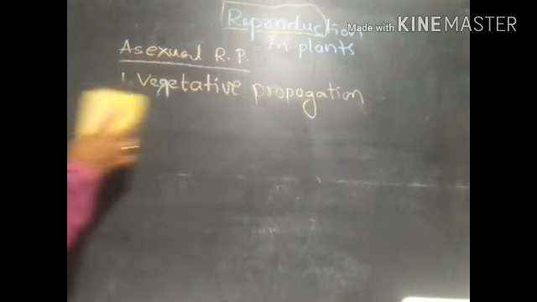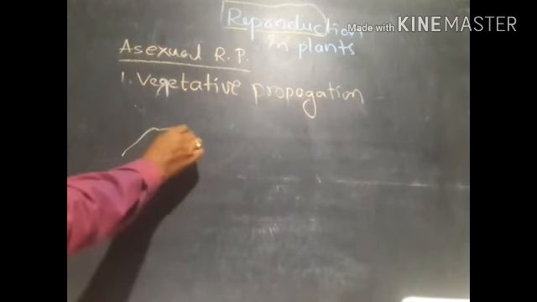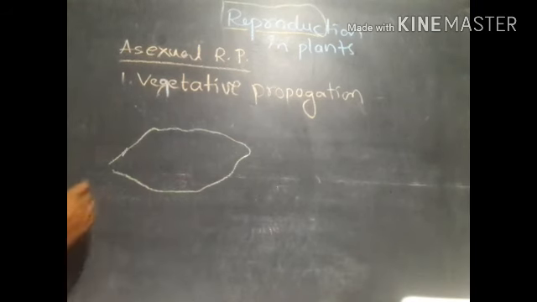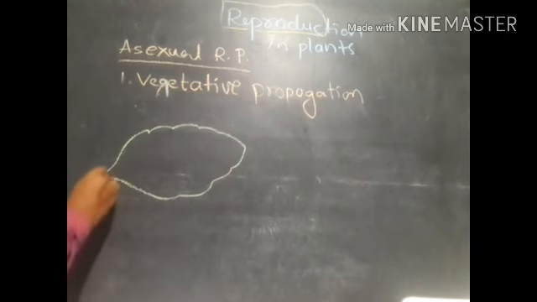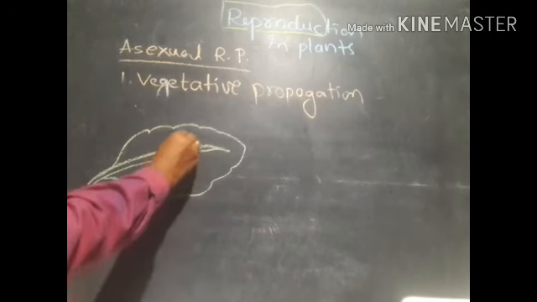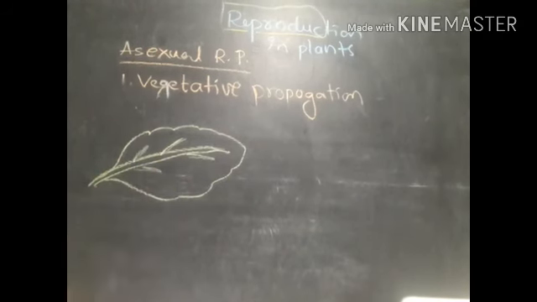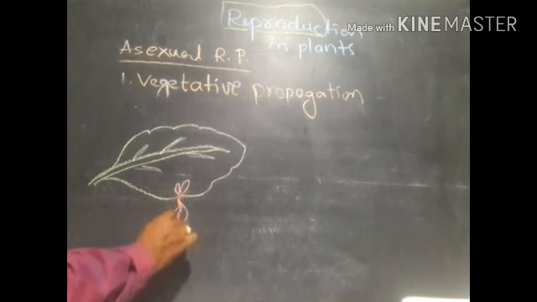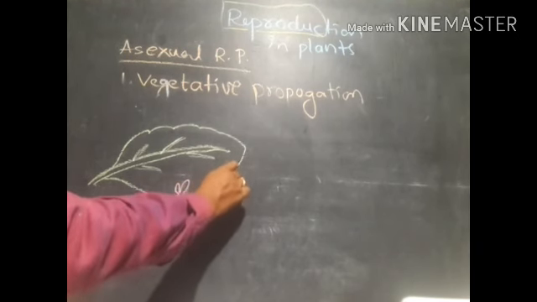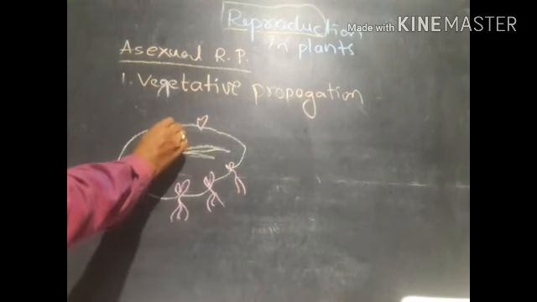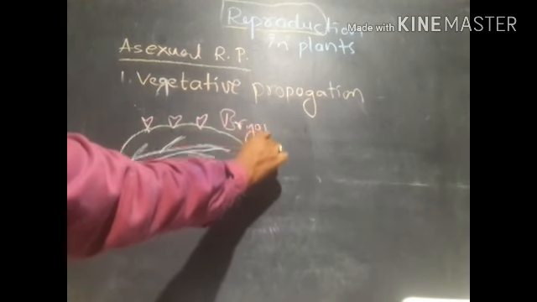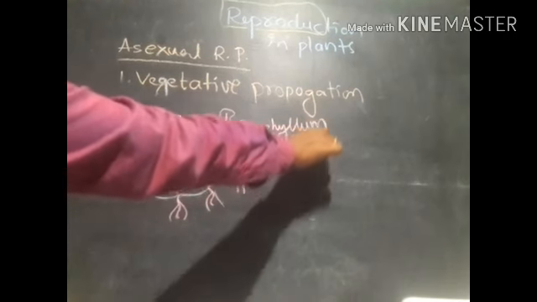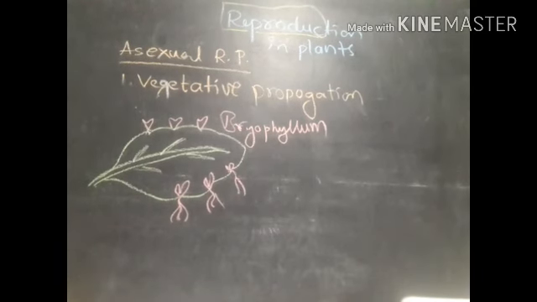Reproduction by leaves. Let us see how leaf reproduces. Here it is one leaf called bryophyllum. Bryophyllum is the leaf which can reproduce through the leaf. So at the corners, at the edges, at the margins of the leaf, there is a production of small plants, right? So there is production of small plants at the edges of the leaf. The example is bryophyllum. Bryophyllum can reproduce like this, right?